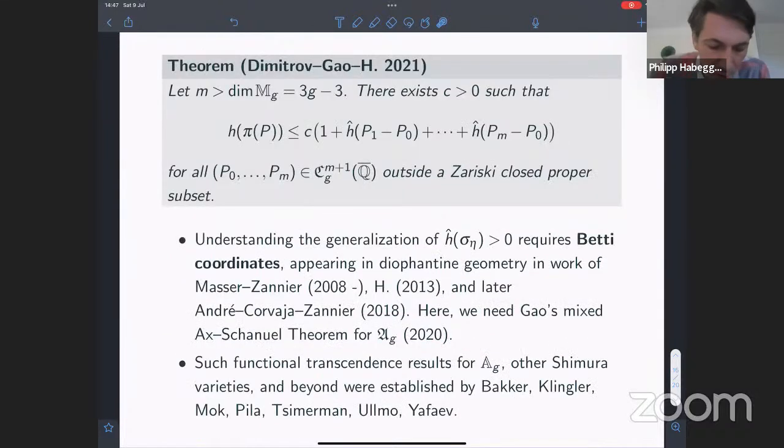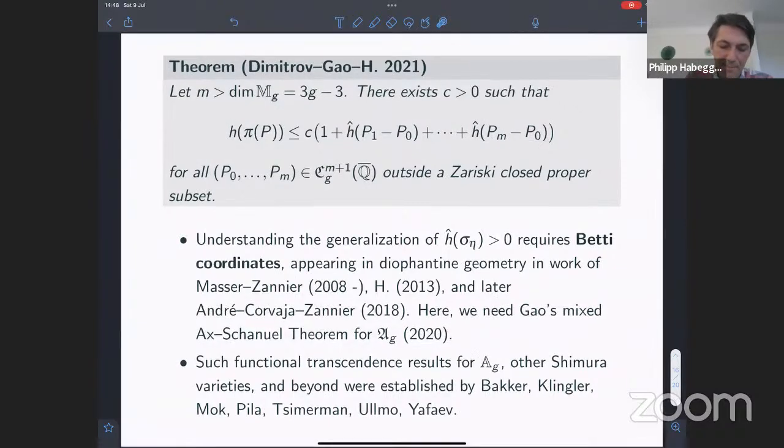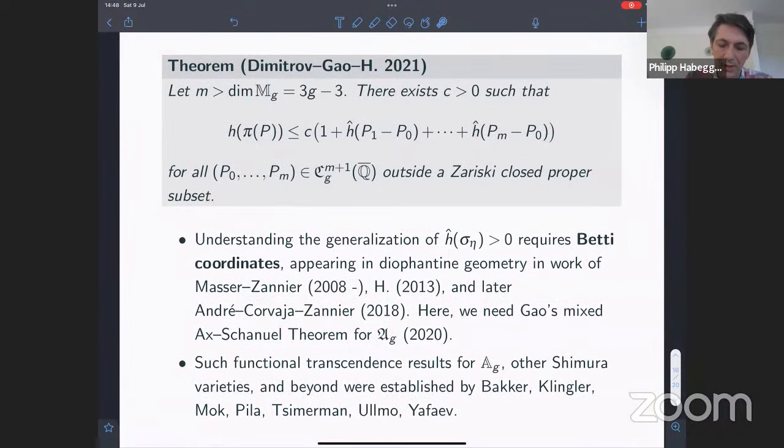For this particular morphism, we get a similar height inequality. This is now joint work with Veselin Dimitrov, Ziyang Gao, and myself from 2021. We get a height inequality as follows. This parameter m I had on the previous slide, we have to fix it, we have to settle on a value, and it turns out you can take any value of m that's greater than 3g minus 3, which is the dimension of M_g. Then for any (m+1)-tuple of points in this fibered power, this corresponds to m+1 points on the same curve.